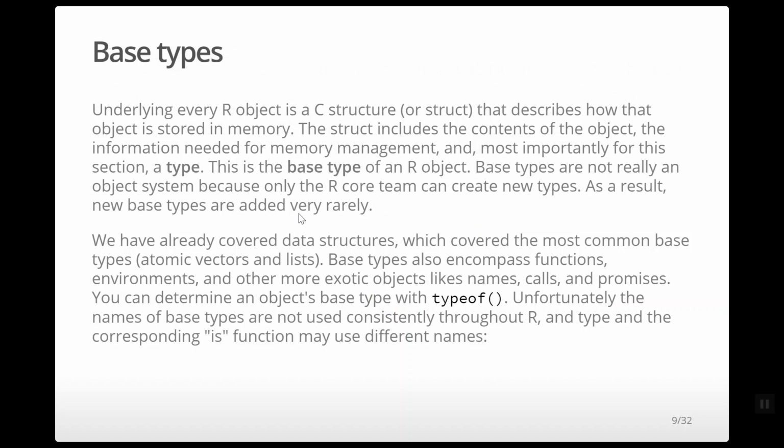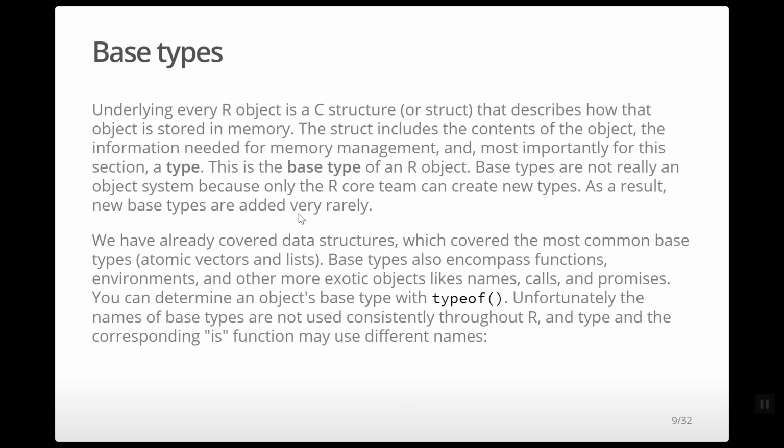Okay. All right, I'm going to just read this wall of text here. It says, underlying every R object is a C structure that describes how the object is stored in memory. I think we've covered this already. The structure includes the contents of the object, the information needed for memory management, and most importantly for this section, a type. This is the base type of an R object. Base types are not really an object system because only the R core team is allowed to create new base types. And as a result, new base types are added very, very rarely.